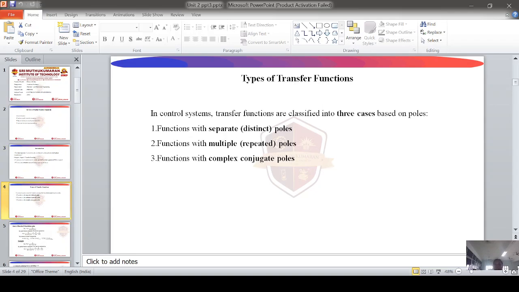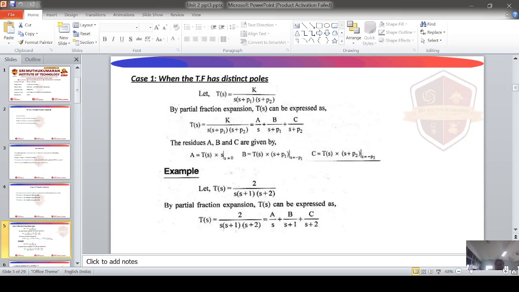Then types of transfer functions. In control systems, transfer functions are classified based on the poles into three types: functions with distinct poles, repeated poles, and complex conjugate poles. When the transfer function has distinct poles, that is, when all the poles are different, the transfer function can be expanded into simple fractions, making the inverse Laplace transform easy.